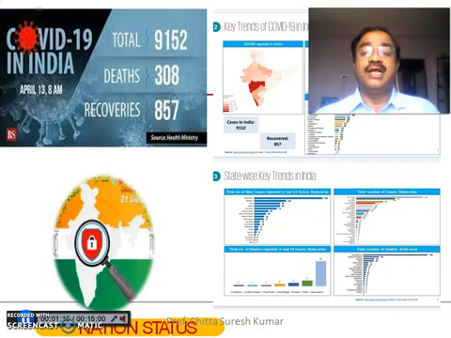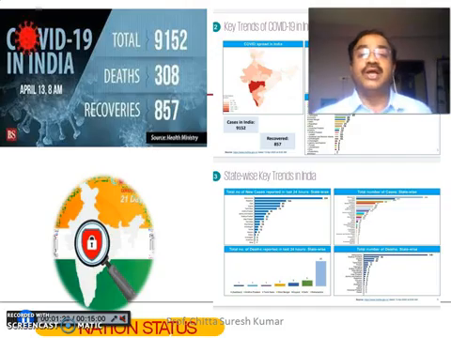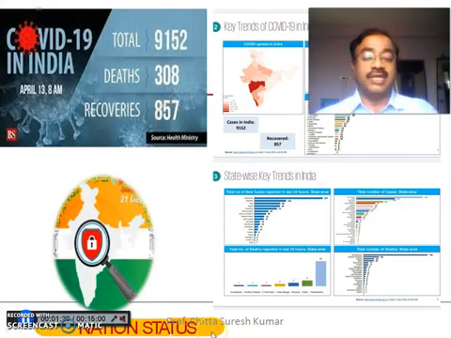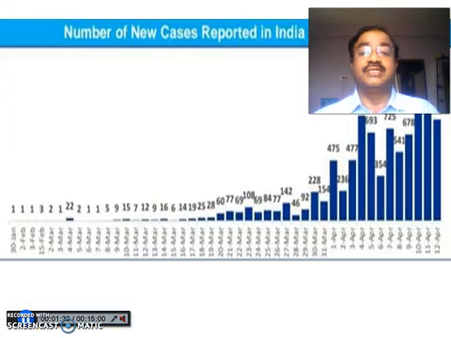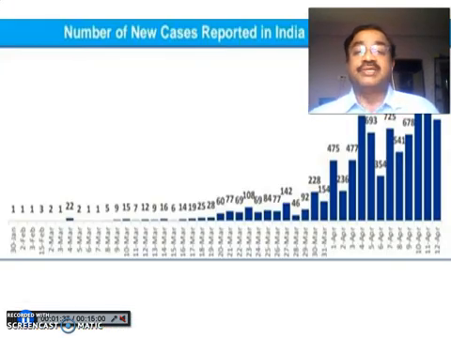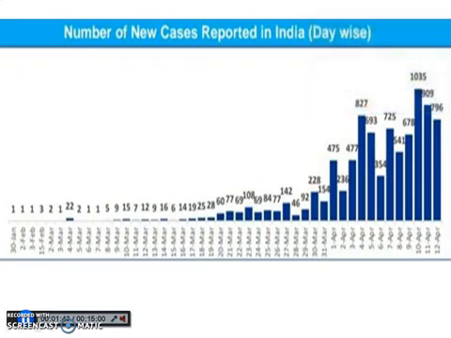This is the status of India regarding COVID-19. The total is 2192, with 308 deaths and 857 recoveries. Regarding the statistics, I don't want to go into them because as a biologist, that is not my concern. But the very important thing I want to mention here is the number of new cases reported on a daily basis. If you look into this, this is the graph.